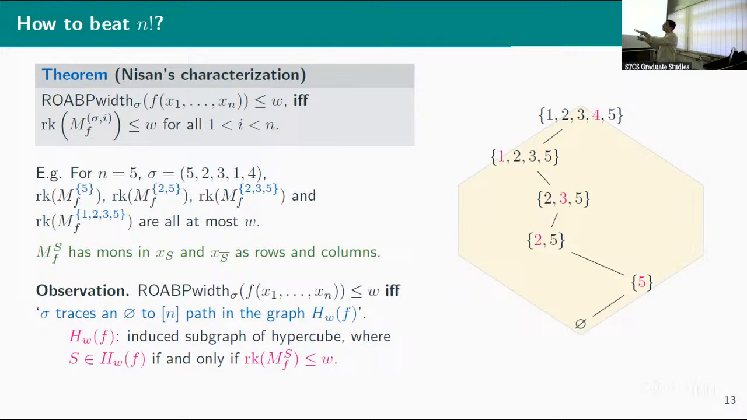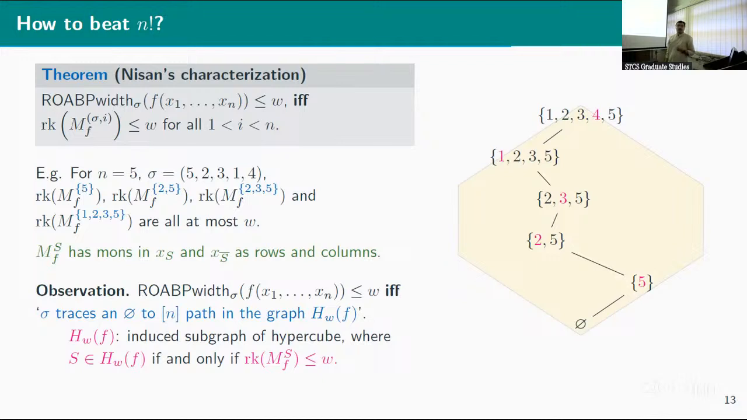So what is the subgraph? It's just the induced subgraph of the Boolean hypercube, where a vertex, which is a subset here, is included if and only if the rank corresponding to that subset is small. So you start with all the 2 to the n subsets, you delete everything that doesn't have small rank, and you get some graph. Let's call that H sub W of F. And any sigma which gives you an ROABP is actually a path in this graph from the empty set to the full set.